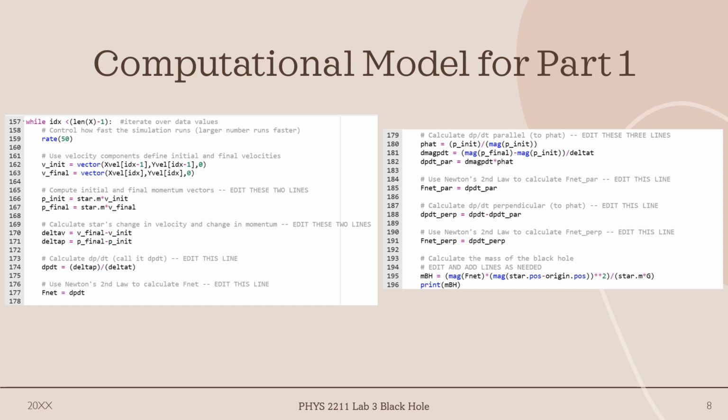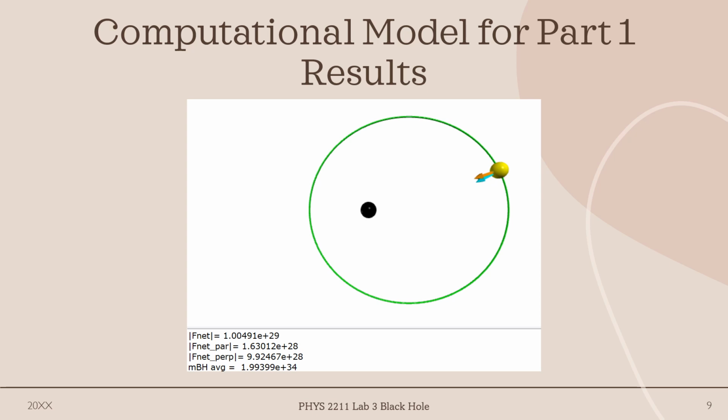So now that we've input the necessary variables, we will try to find the black hole's mass by calculating the net forces. On the bottom of the left picture, we have written that the net force is equivalent to the change in momentum from Newton's second law, and to the right we have our formulas working together to find the following. These are the results. The net force and its components, the parallel and the perpendicular, and our black hole's average mass is 1.99 e to the 32.